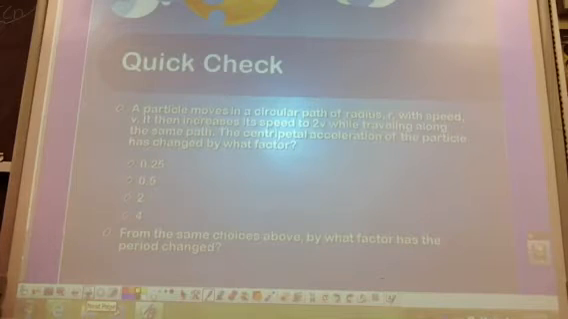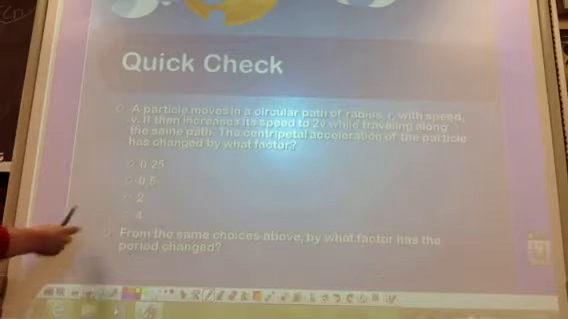Okay, let's do a quick check here. A particle moves in a circular path of radius r with speed v. It then increases its speed to 2v while traveling along the same path. The centripetal acceleration of the particle will have changed by what factor? A is 0.25, B is 0.5, C is 2, or D is 4. If I have 2v for the speed, I'm squaring that 2v, so the 2 becomes squared as well. I get 4, so it would change by a factor of 4.